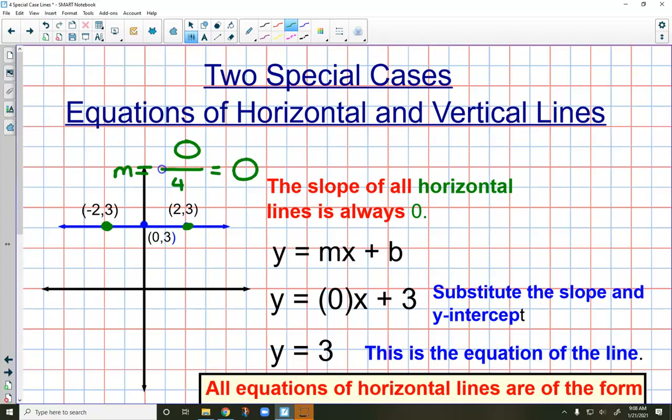So we know that y equals mx plus b is the equation of a line. If we substitute 0 in for m, we have y equals 0x plus 3. 0 was m, b was our y-intercept. Because the line is going through the y-axis at 3, we know the intercept is 3. If we were to solve this equation right here, 0 times x is 0, and 0 plus 3 is 3. So the equation of this line is y equals 3.